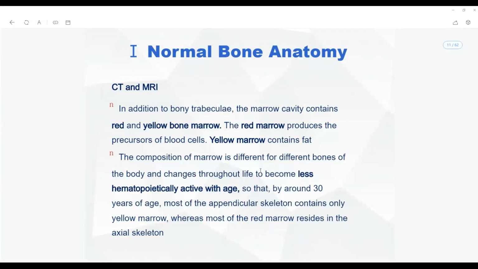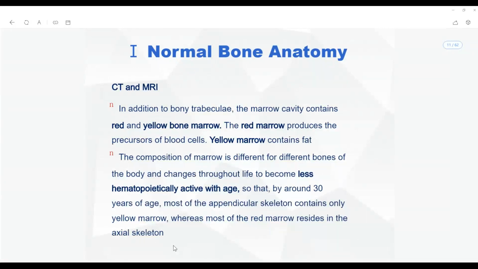Okay, now you have to also understand one thing when we are talking about the bone marrow: the composition of marrow is different for different bones. Okay, and it changes throughout life, becoming less hematopoietically active with age. So by the age of 30, most of the appendicular skeleton contains only yellow marrow, whereas the red marrow resides in the axial skeleton. Okay, can you differentiate? Actually, we are talking about the axial skeleton and the appendicular skeleton here.